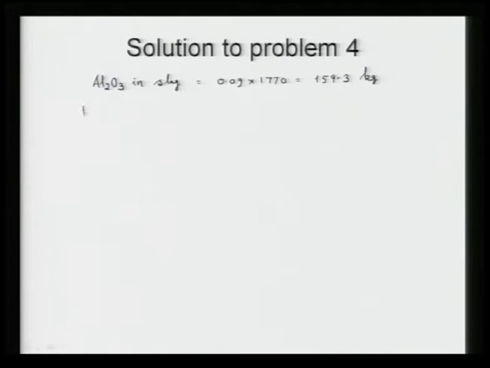Similarly, MnO in slag, that would be say 1 into 1770 upon 100 minus 0.8 upon 100, that is in the pig iron, into 1000 into 71 upon 55. I am converting Mn to MnO. Well, so that is straight away it is 7.4 kg.